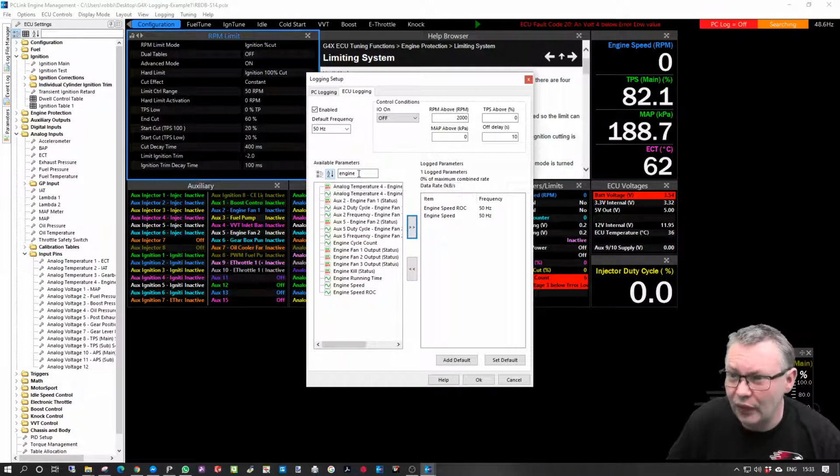Now, other things you should log while you're here is some statuses. See this one here, engine kill status. Well, that's kind of interesting because sometimes we use engine kill status, so I'm going to log that at 5 Hertz.